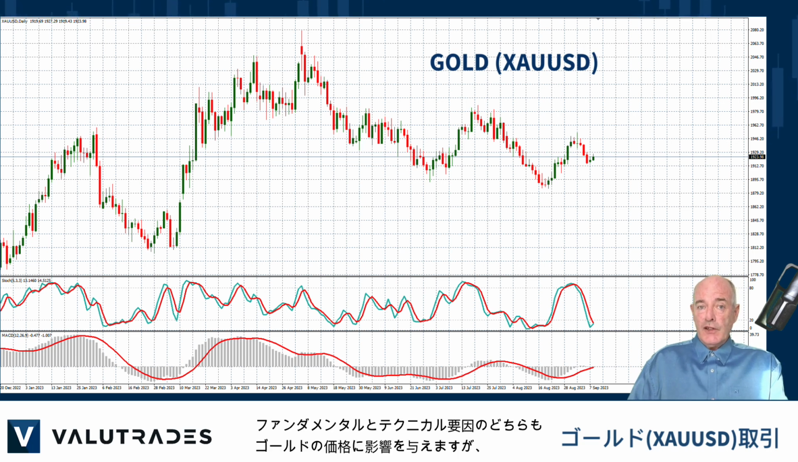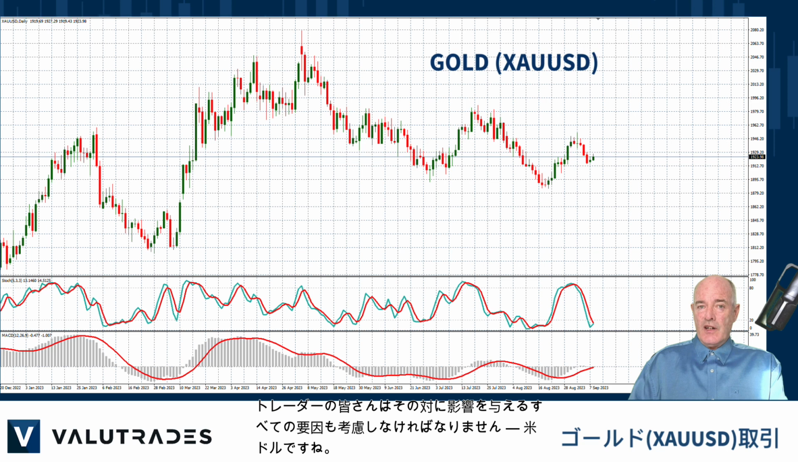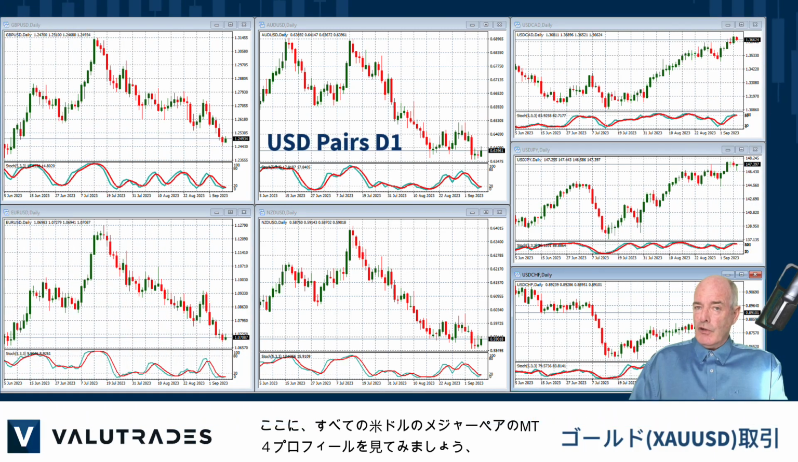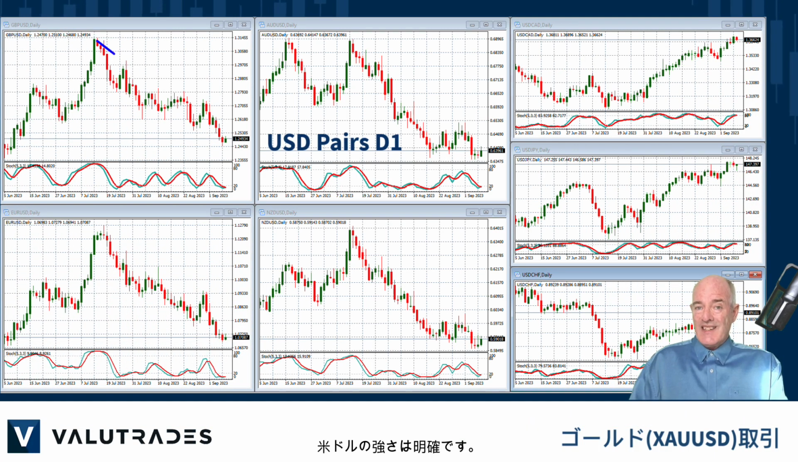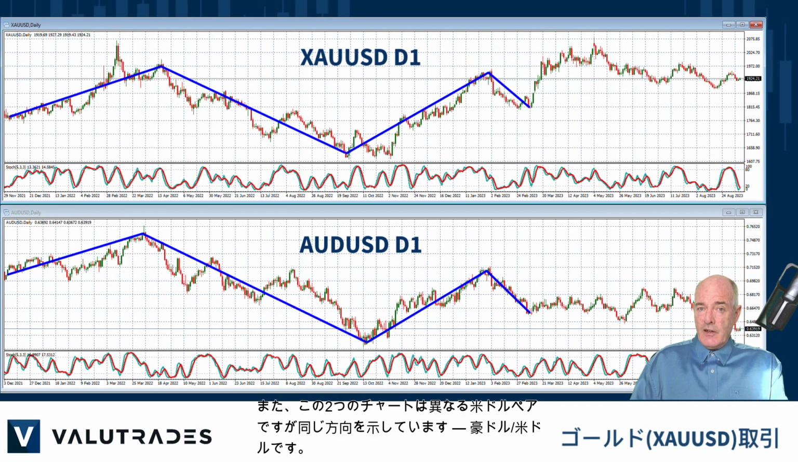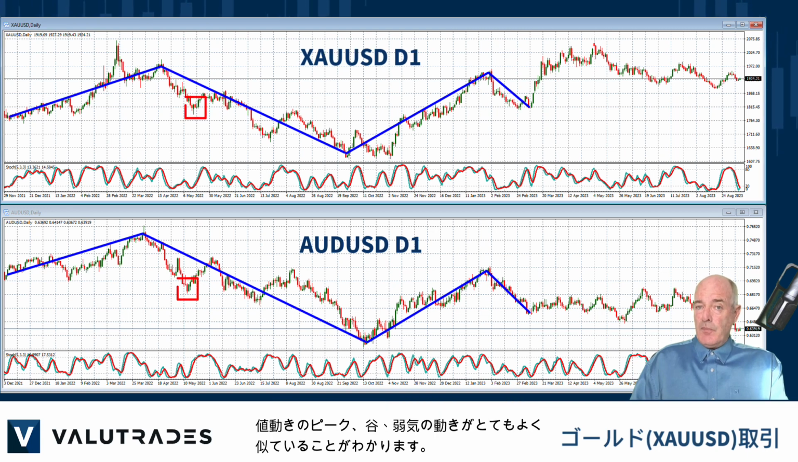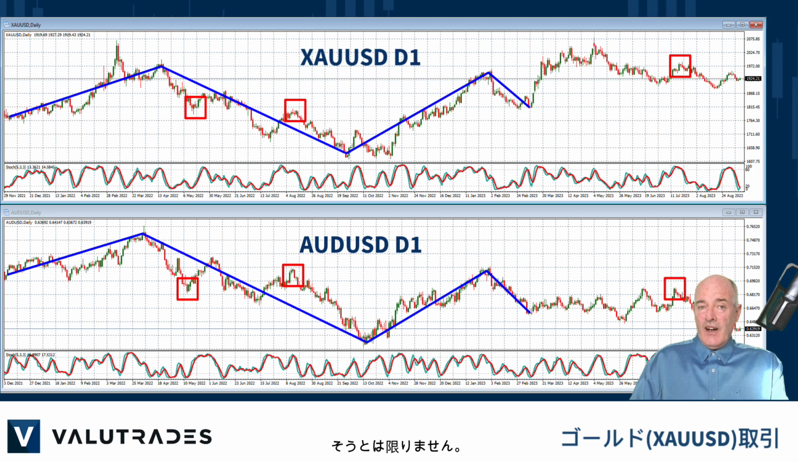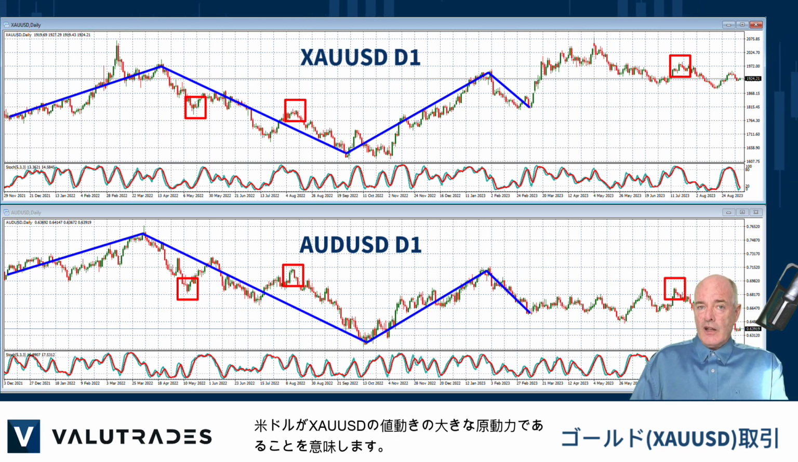Fundamental and technical factors influence the price of gold, but the trader must also consider everything that affects its counterparty, the US dollar. So, before you start trading gold as XAUUSD, take a look at all the other US dollar pairs. Here we can see my MT4 profile on all the US dollar major pairs, and we can see an obvious US dollar strength. Also, these two charts show similar directions of another pair, Aussie dollar. We can easily see that the peaks, troughs, bear runs, and bull runs of price action are very similar. Does this mean that the price of gold and the Australian dollar are correlated? Not necessarily. It does, however, mean that the US dollar is a big driver of the price action for XAUUSD.